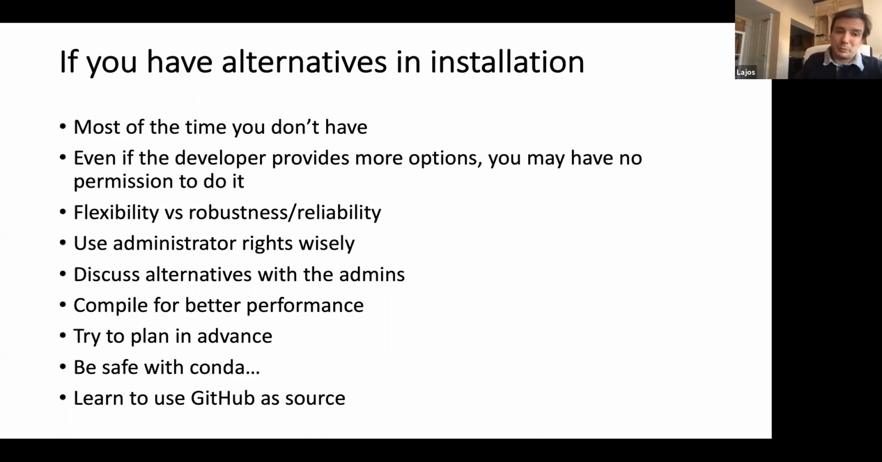But this is quite rare. Most of the times you don't have any choices. You have one choice, you have to do that. But even if you have more options, that doesn't mean necessarily that you can do it. As I told you before, if there is an option for Docker installation and there's an option for Conda installation on the HPC, you cannot do the Docker because you don't have the rights, you don't have the permission to do that Docker installation.